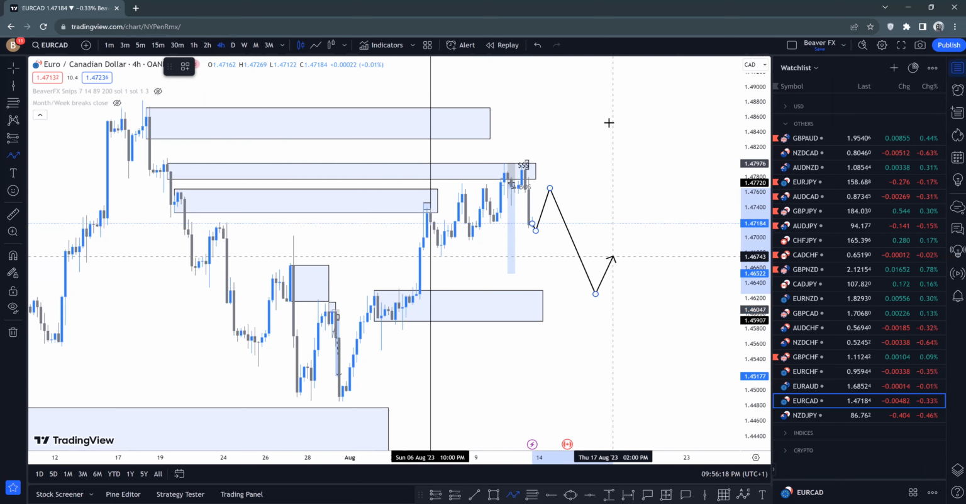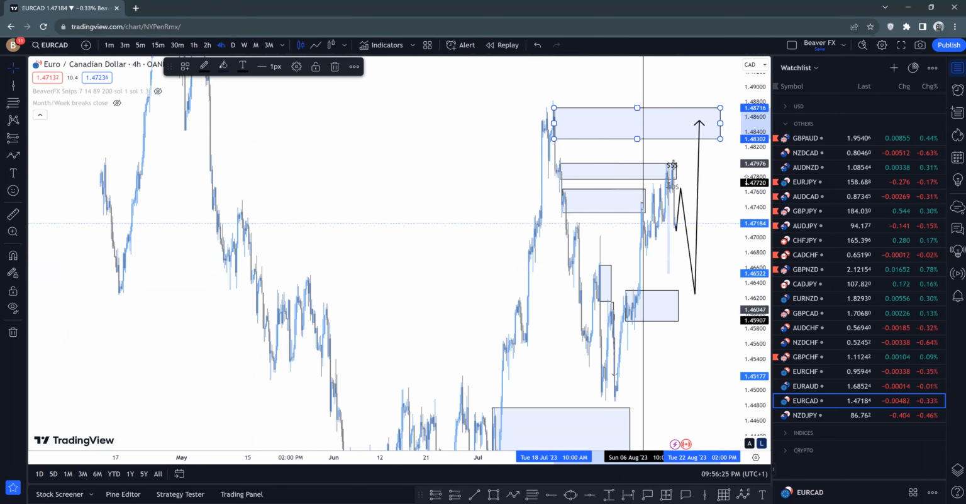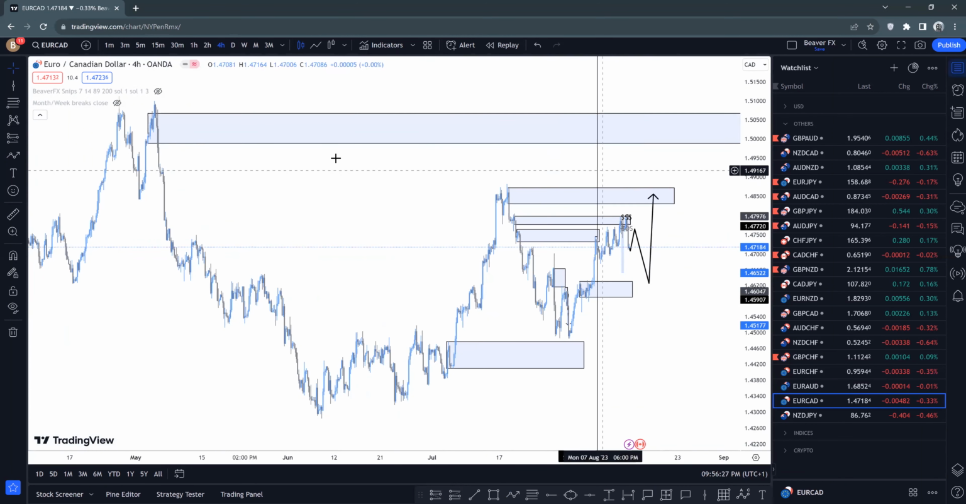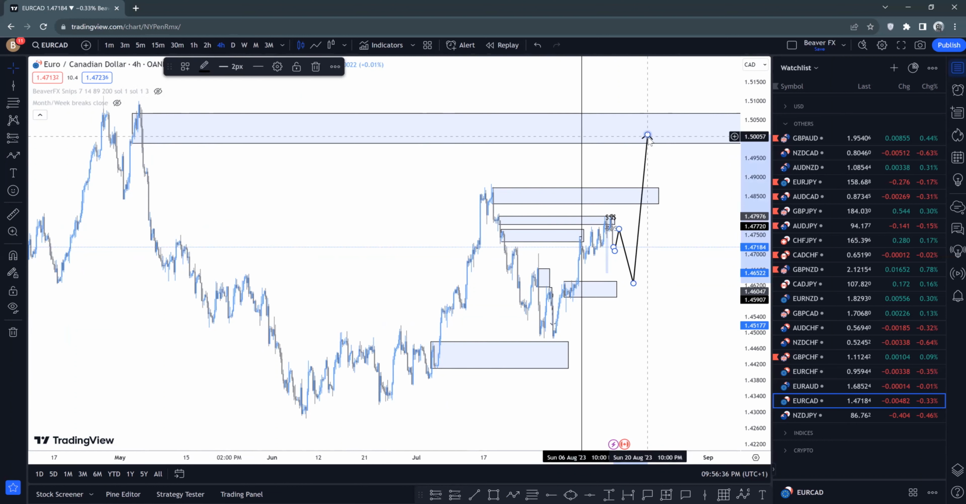But I kind of feel most likely to the upside into this other zone here, where we can actually have all these zones mitigated. And okay, looking at this now, there's another block around there at the top. It is from a higher time frame. And let's see, possibly we even come up to this point. Yeah, but that's what I see on this pair.